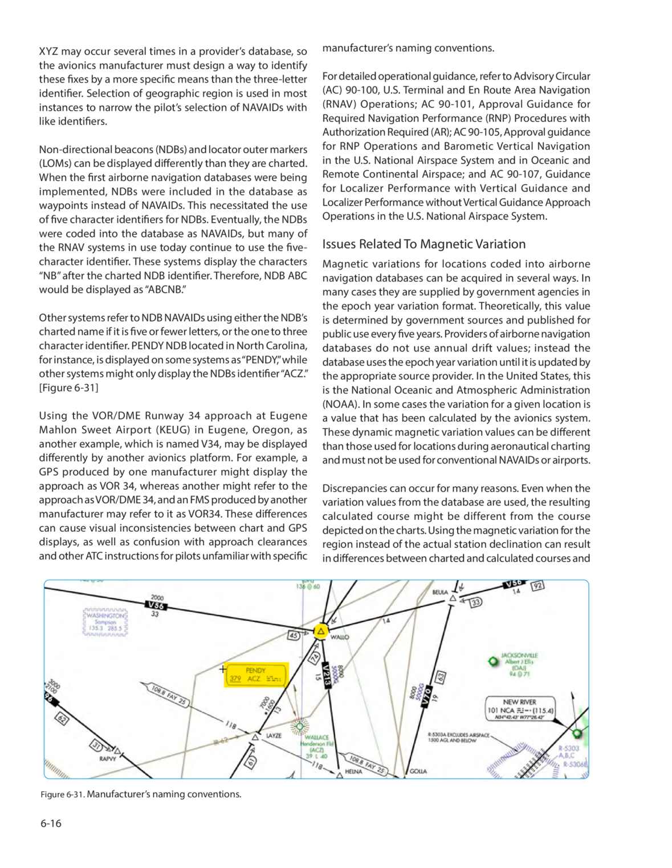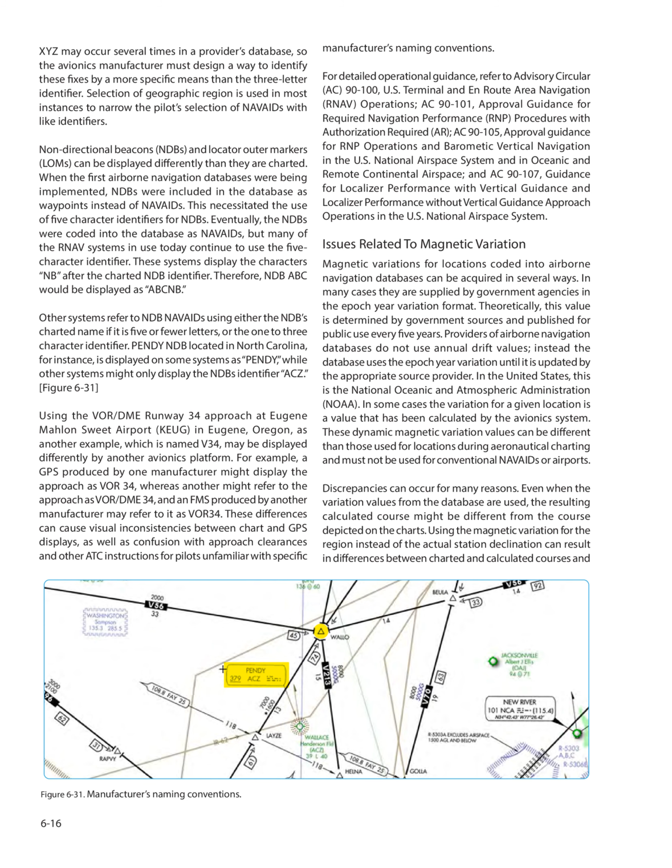For detailed operational guidance, refer to Advisory Circular AC 90-100, U.S. Terminal and En Route Area Navigation, RNAV, Operations; AC 90-101, Approval Guidance for Required Navigation Performance, RNP, Procedures with Authorization Required; AC 90-105, Approval Guidance for RNP Operations and Barometric Vertical Navigation in the U.S. National Airspace System, and in Oceanic and Remote Continental Airspace; and AC 90-107, Guidance for Localizer Performance with Vertical Guidance and Localizer Performance without Vertical Guidance Approach Operations in the U.S. National Airspace System.